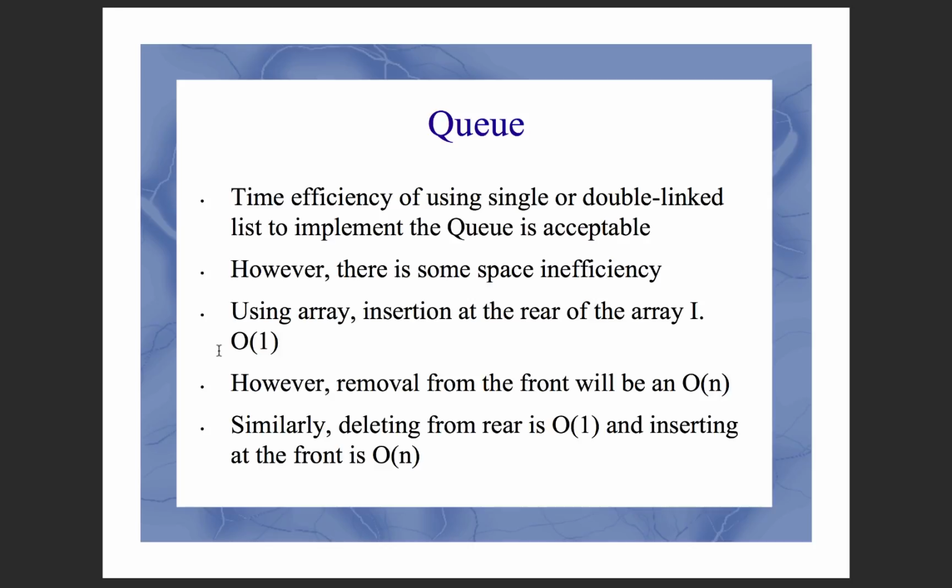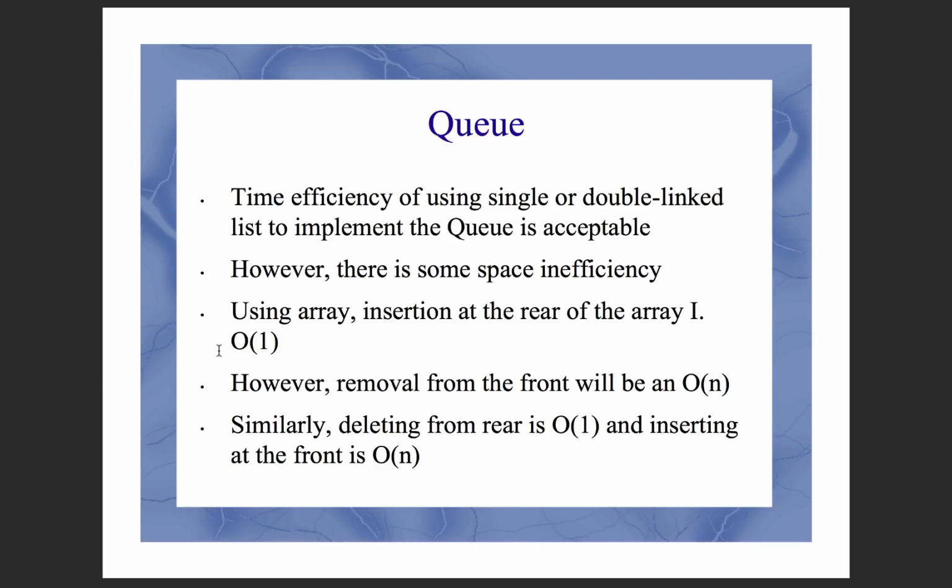So the time efficiency of using a single or double linked list to implement a queue is not acceptable. We understand that if you implement a queue using a linked list, the time efficiency is based on the linked list. If you want to search something or delete something from the queue, you don't need that much time because you maintain a head and a tail. If you want to delete or insert something, you probably need some constant time because you are maintaining head and tail. You don't need to traverse the whole linked list to find something, and you don't need big O of n complexity or more than that.